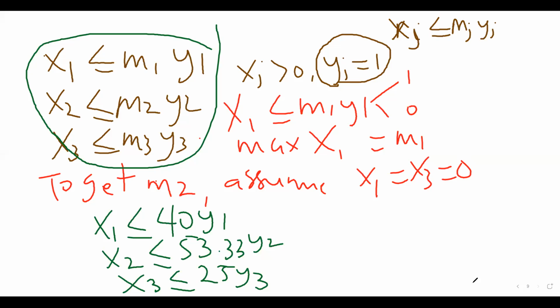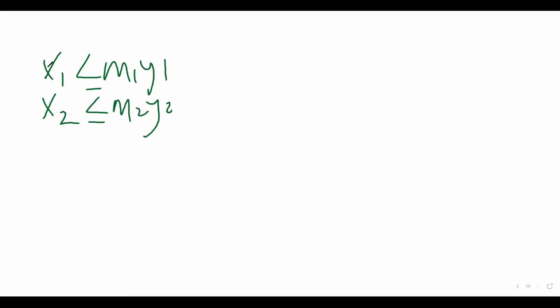All right, so what I'm going to do is rewrite the whole formulation here, the linking constraint. So you have x1 less or equal to m1 y1, and then x2 less or equal to m2 y2, then x3 less or equal to m3 y3.